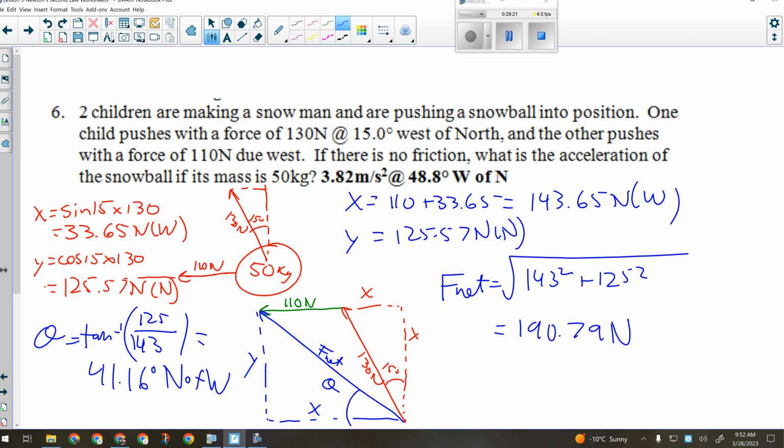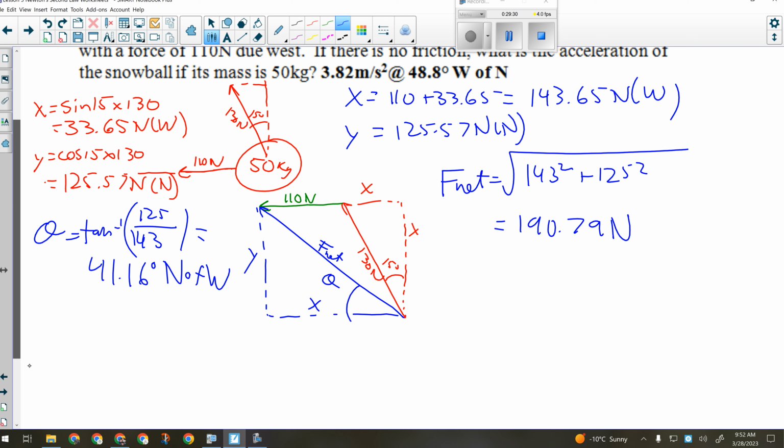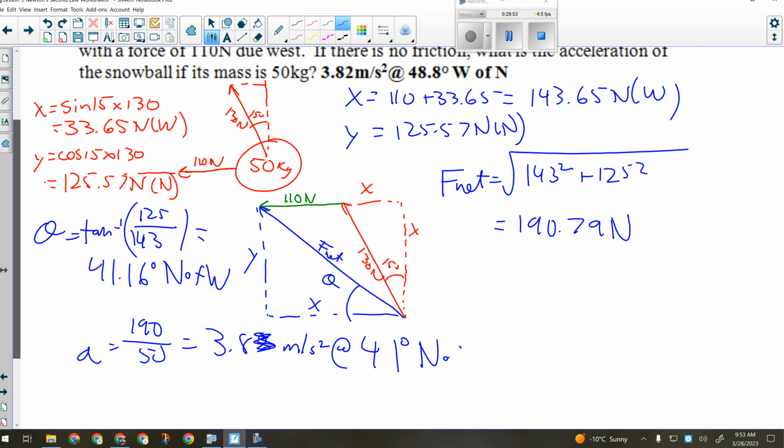What did they want? I just calculated net force, but what do they want? They want acceleration. So then I've just got to take what I calculated with Pythagorean theorem, the 190, and divide it by 50, which will give me that 3.82, but sorry, we decided it was only two significant digits, meters per second squared at 41 degrees. For me, that's north of west, but you could also have it at 49 degrees west of north. Either one of those would be acceptable as they point the same way.